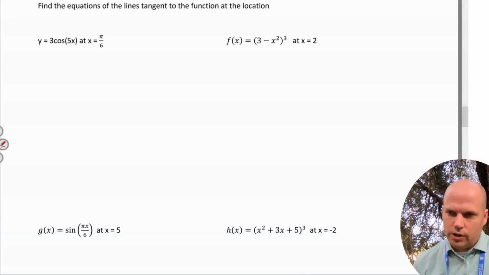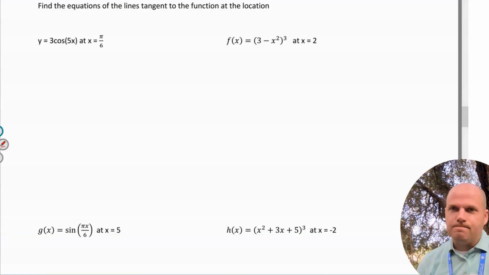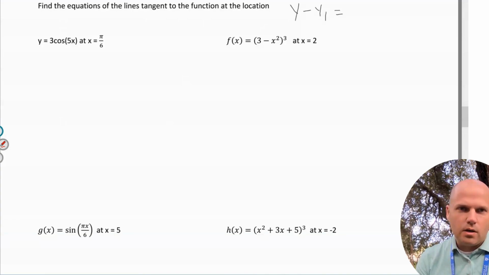Really, really getting you guys here. We're only on page 3 of 6. Okay, let's go. Equations of the tangent lines. I need a y minus y1 equals m times x minus x1.